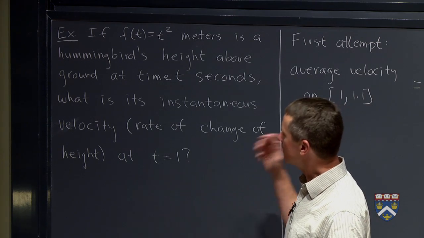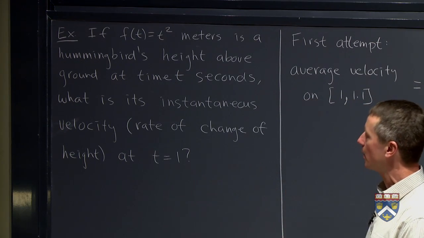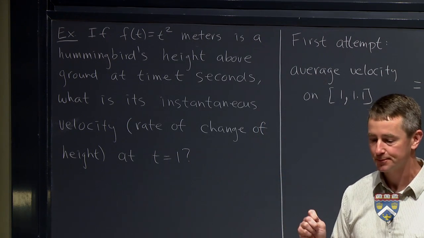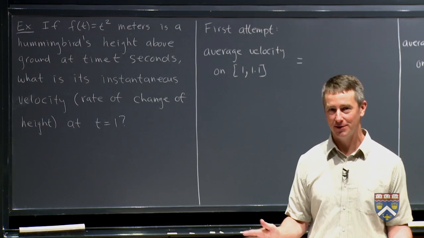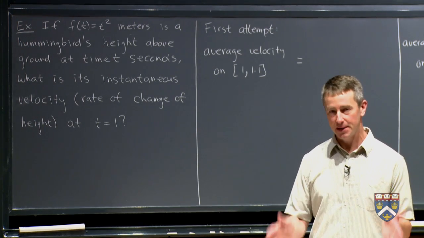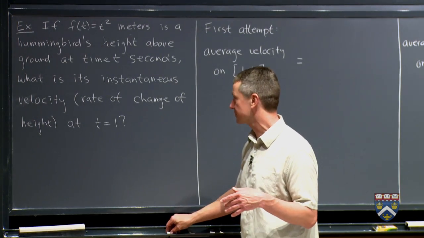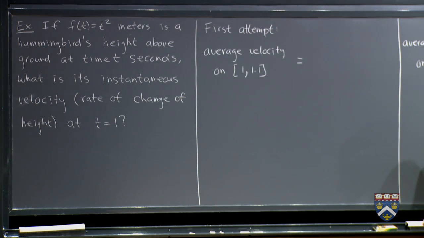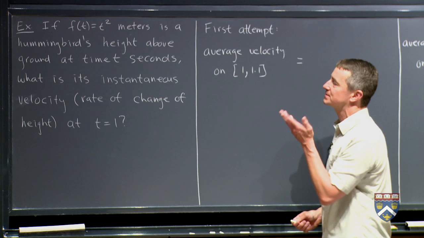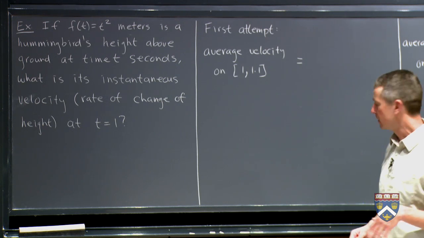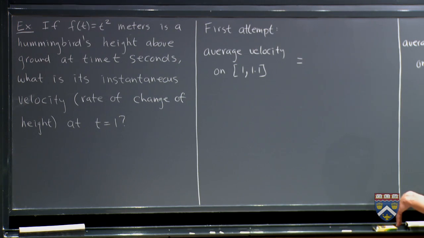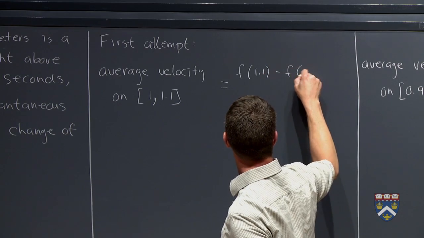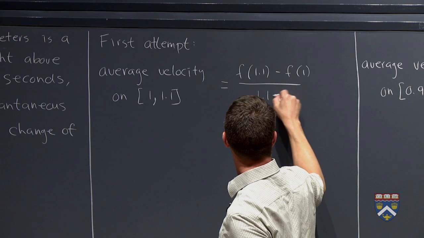So we'd like to figure out how fast this hummingbird is traveling, what is its instantaneous velocity up and down, exactly at time t equals 1. Now, we don't yet have enough calculus to answer this question straight off, but we're going to build on what we already know about average rate of change. As a first attempt, we could compute its average rate of change, its average velocity, on a very tiny interval from time 1 to, say, time 1.1. So using just what we did before, we take f of 1.1 minus f of 1 over 1.1 minus 1.